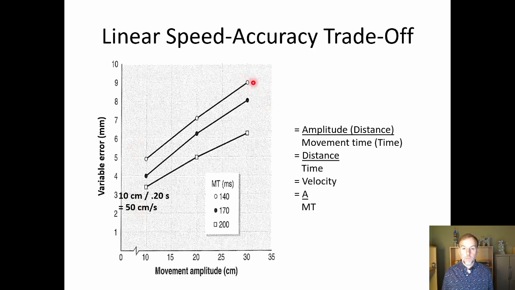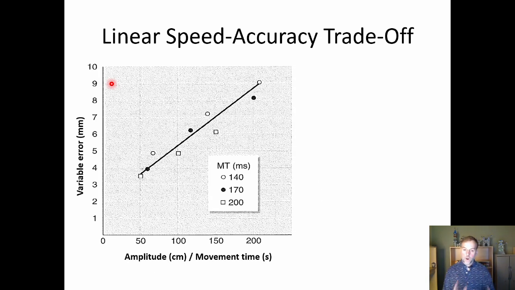Now over here, this is our most difficult condition, and we see the largest variable error. The difficulty in this case is 214, and just like Fitts' law, the higher the difficulty, the harder the condition. Here you had to move 30 centimeters, the biggest distance in this experiment, in the shortest time, 140 milliseconds or 0.14 seconds. So we're predicting that your mean velocity is much higher, 214 centimeters a second, and that's going to result in a much higher variable error.